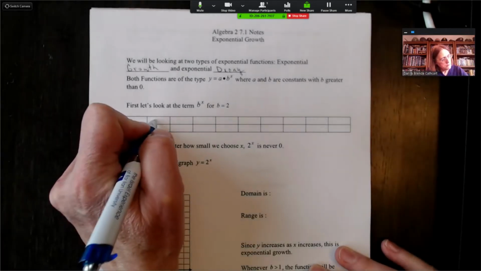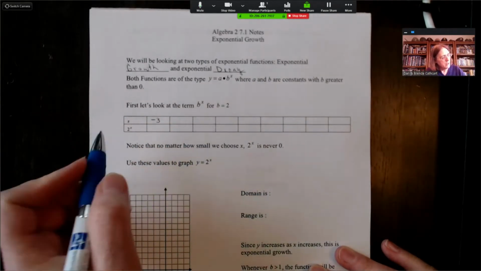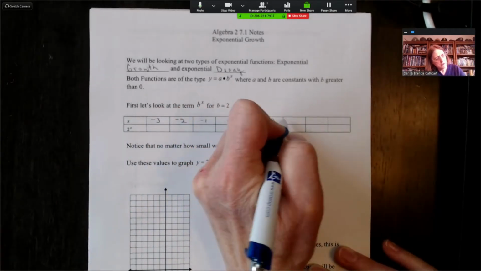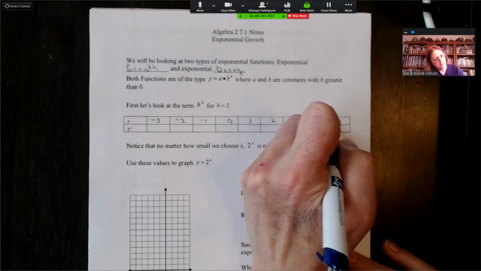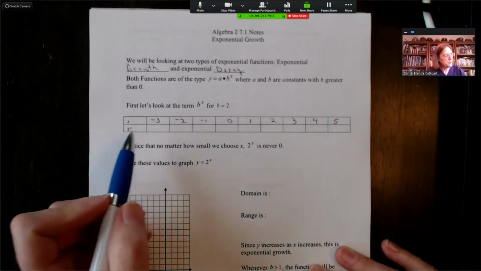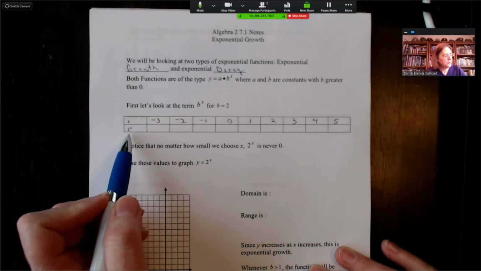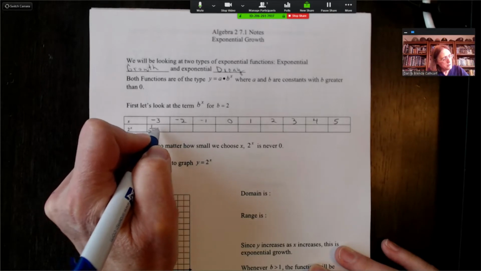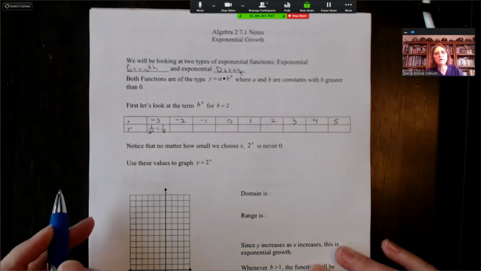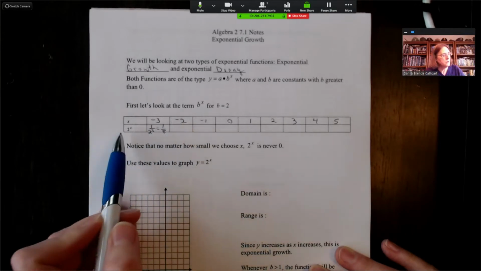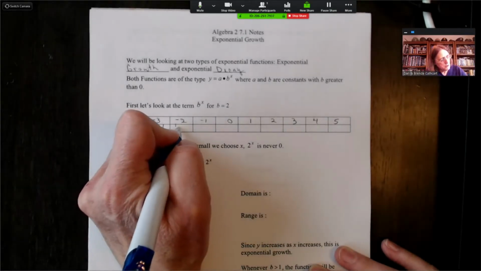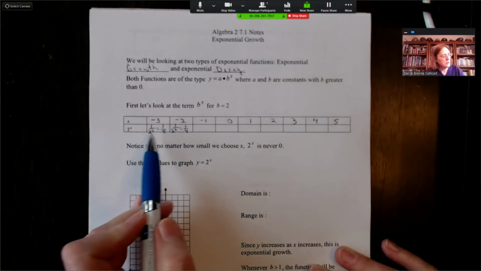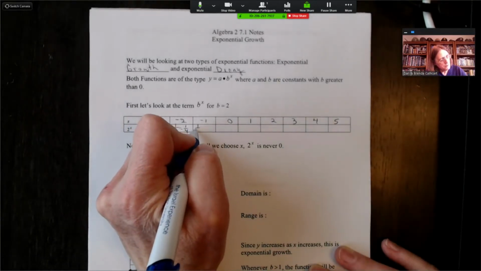Let's start with x equal to -3 and continue going by integers up to 5. Okay, so if we use -3 for x, we get 2 to the -3rd, which of course we know means 1 over 2 to the 3rd, which is 1/8. And now when we use -2, we have 2 to the -2nd, which we know is 1 over 2 squared, which is 1/4. And then we have 2 to the -1, which is 1 over 2 to the 1st, which is just 1/2.